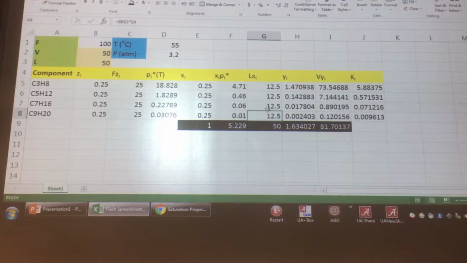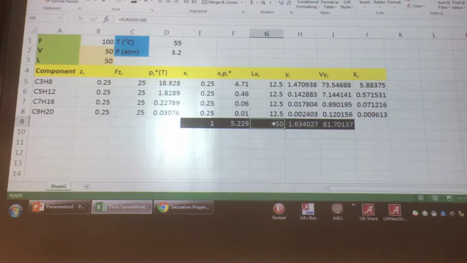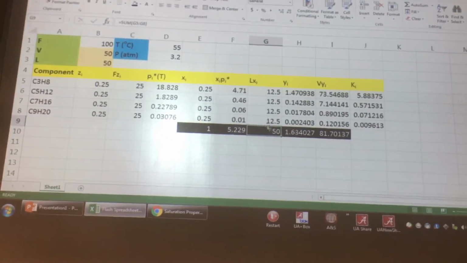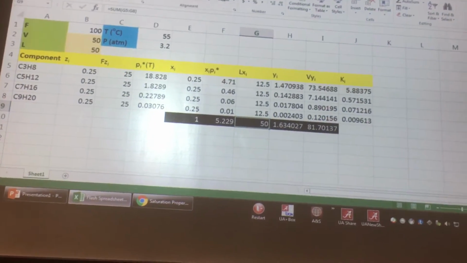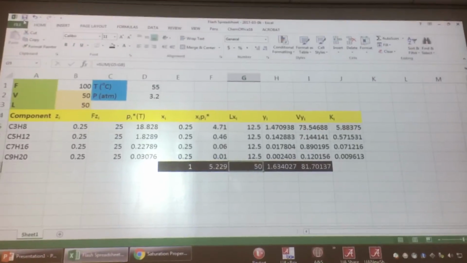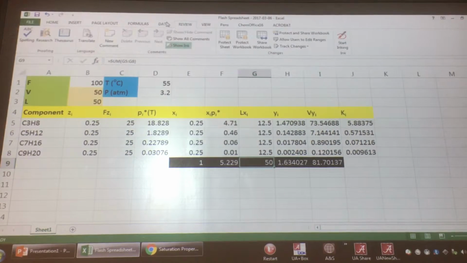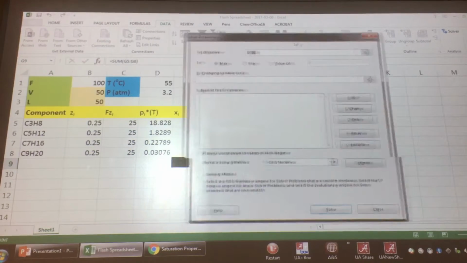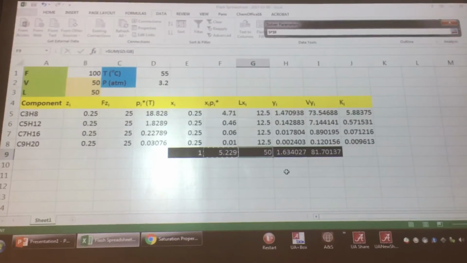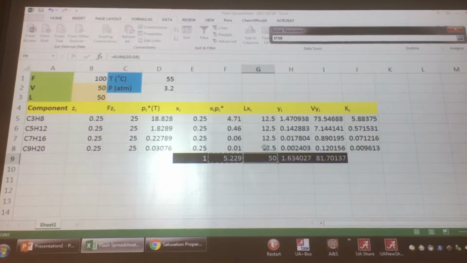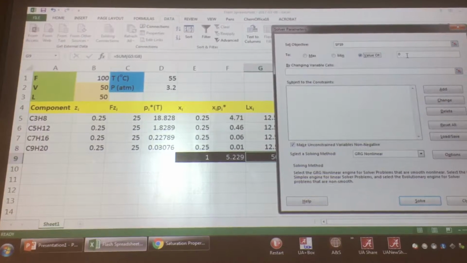And again, we may have to go through this twice because of L and V, but we can probably solve this without thinking about the L and V values. But let's go into Solver. So we're going to go to Data, Solver. All right, so our objective on the first pass is this: that the sum of xi p star i is equal to a value of 3.2.